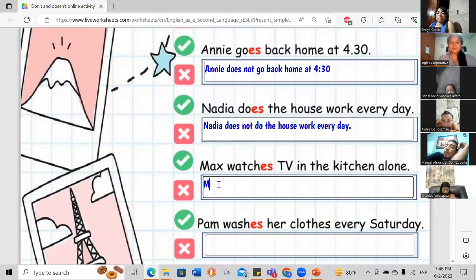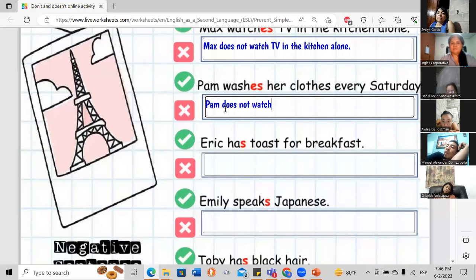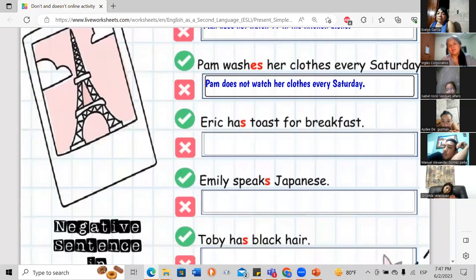What about this? Max? Does Max not watch TV? TV in the kitchen alone. Alone. Okay. What about this one? Tom does not wash her clothes every Sunday. Sorry. Eric.